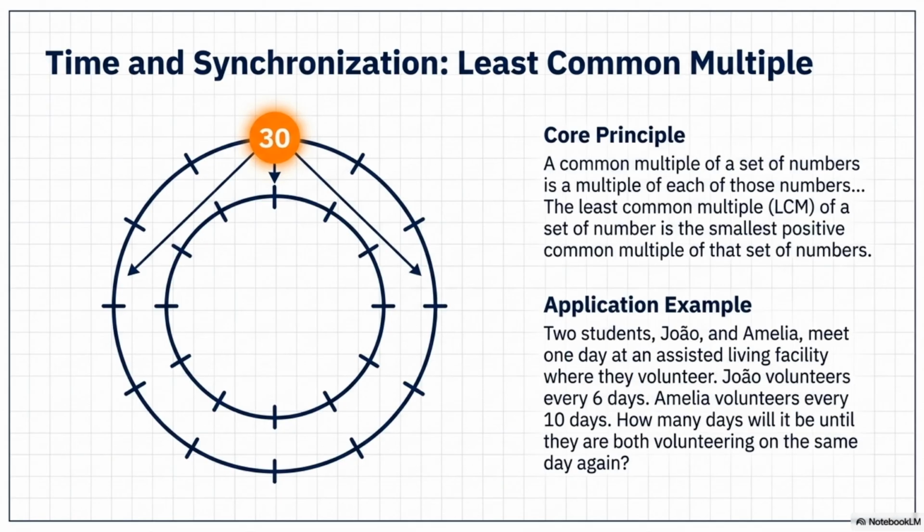The textbook gives that simple example of two students, Joao and Amelia, who volunteer at the facility. Joao goes every 6 days, Amelia goes every 10 days. Right. So if they both volunteer today, when will they see each other again? You just find the least common multiple of 6 and 10. The multiples of 6 are 6, 12, 18, 24, 30. And the multiples of 10 are 10, 20, 30. The smallest number they share is 30. They will sync up in exactly 30 days.